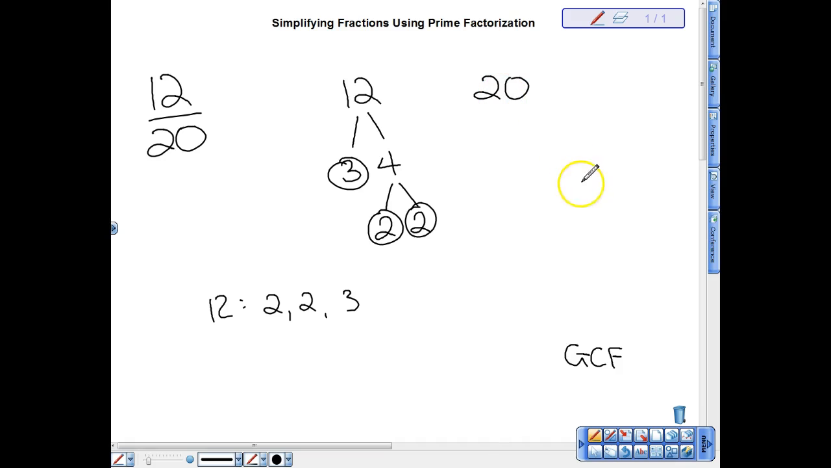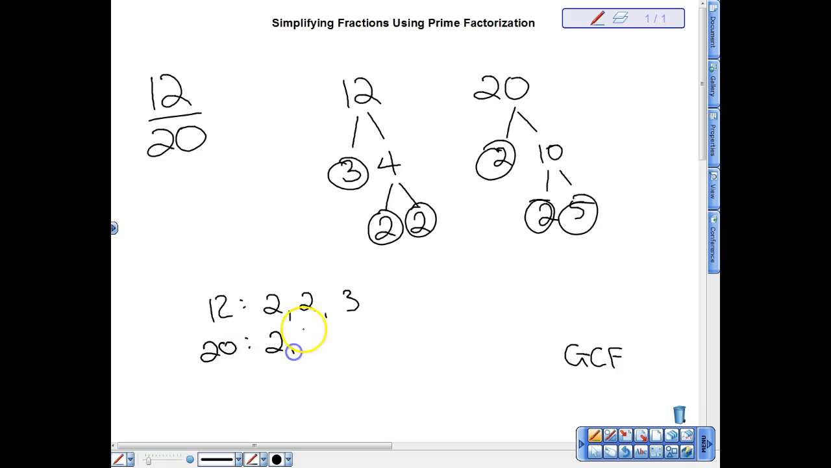All right, cool. For 20, I could do 2 and 10. 2 is a prime number. And then I could factor 10 into 2 and 5. These are both prime numbers. So the prime factorization of 20 would be 2, 2, and 5.